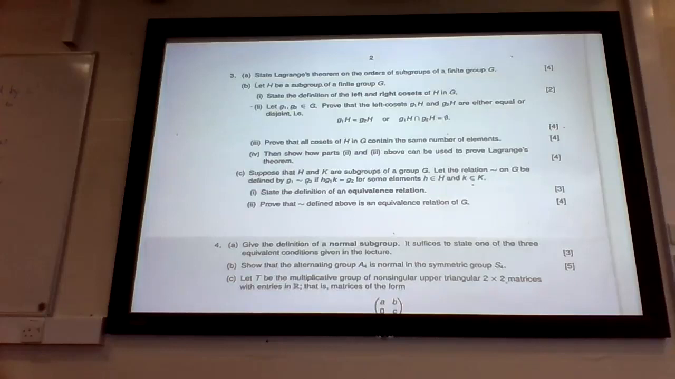When you've got two subgroups, it's called a double coset of H and K, I think. Is that right? Maybe double coset. I'm not sure. It's multiplying one subgroup on both sides. I'm not quite sure.